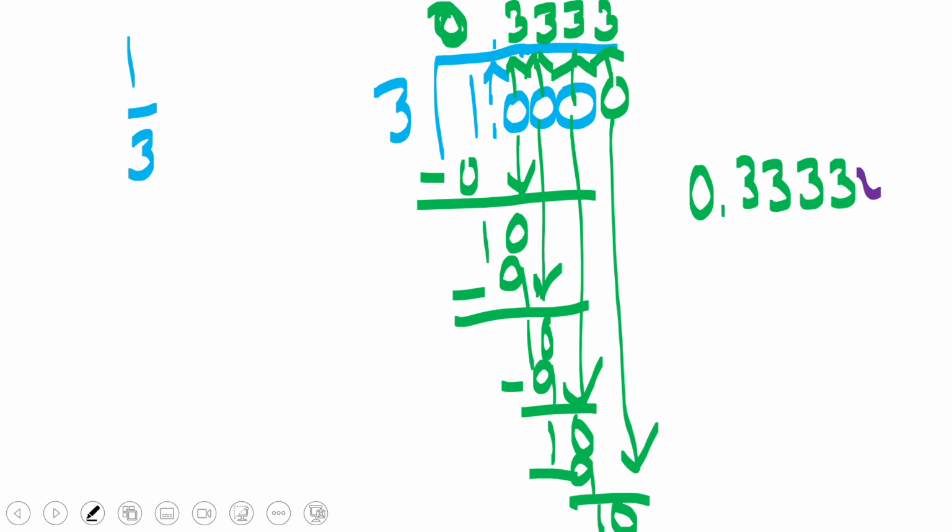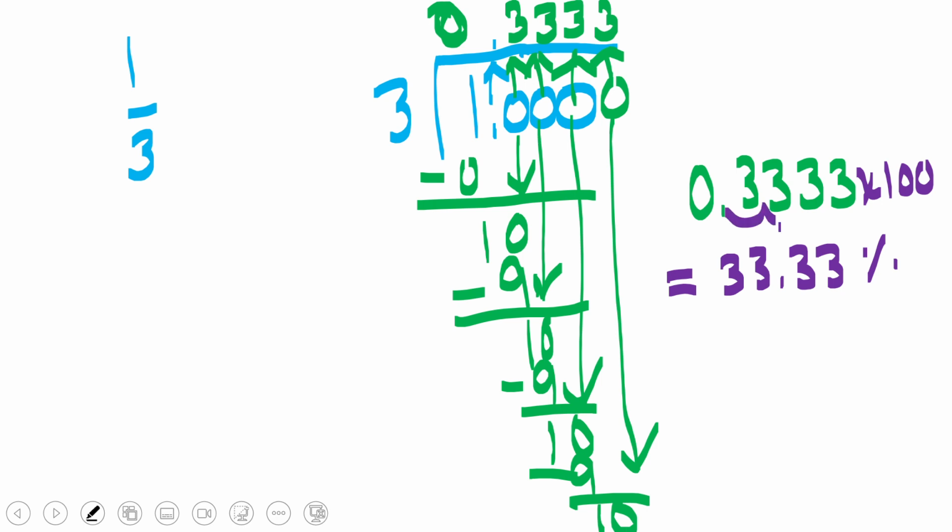If we multiply by 100, that converts this decimal into a percent. So we have 33.33%, because we multiplied by 100. That moves our decimal to the right 2 places, if you remember.